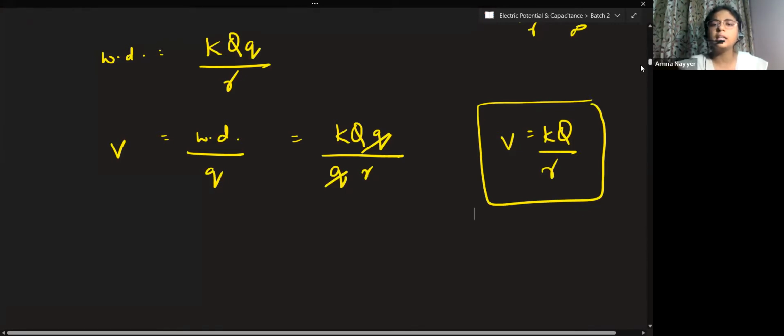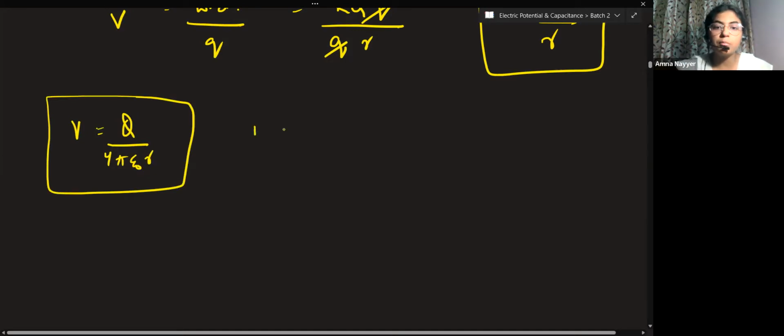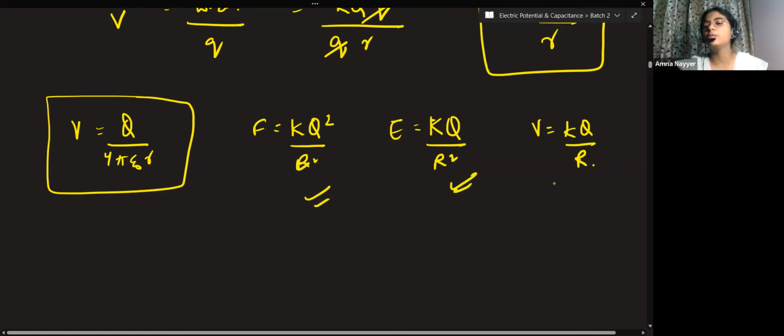You can even write it in this manner: V is equal to Q by 4 pi epsilon naught r. This is your potential. So remember, just a method to remember. Force is kQ square by r square, if both the charges are the same. Electric field: one Q gets eliminated, which makes it k capital Q by r square. In case of potential, that r also gets eliminated. Potential is simply kQ by r. So these three formulas you have to remember.